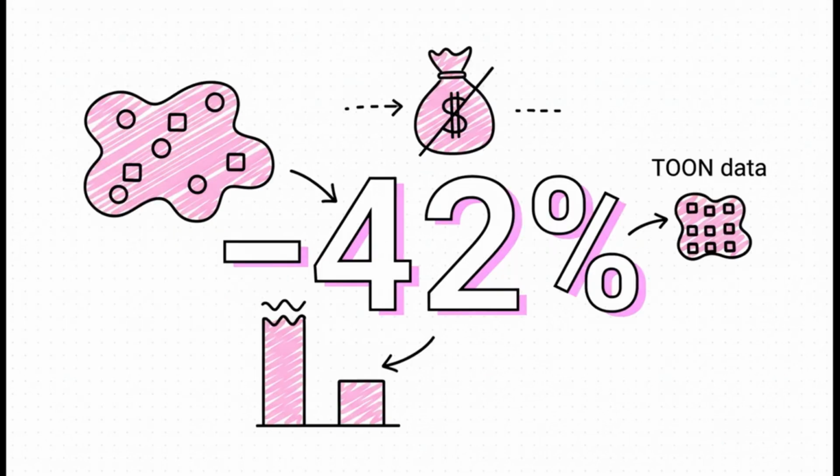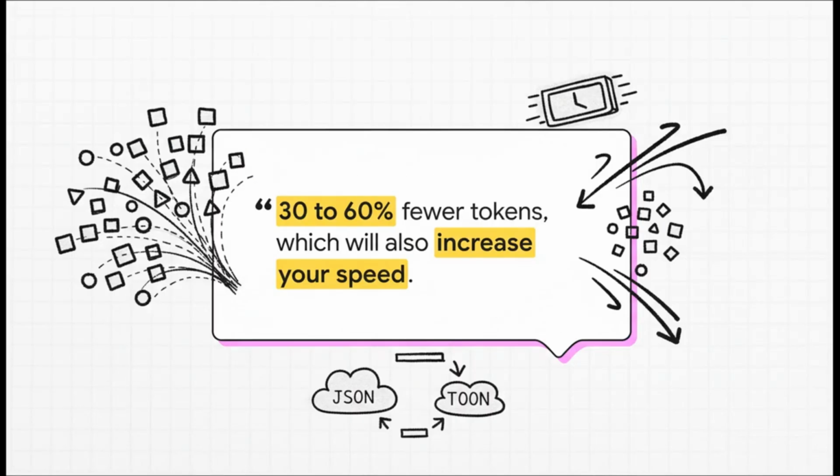In fact, when they ran a whole bunch of benchmark tests, Toon achieved an average token reduction of 42%. I mean, just stop and think for a second what a 42% cut in your input token costs could do for your application's budget and its performance. The source material really sums it up perfectly.